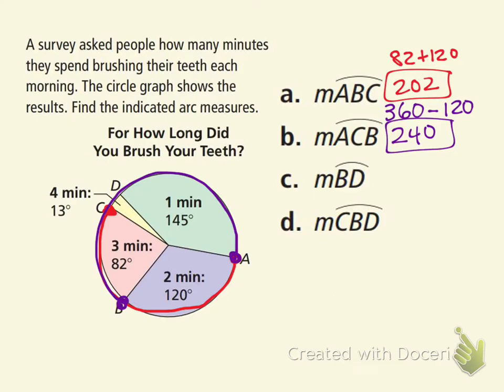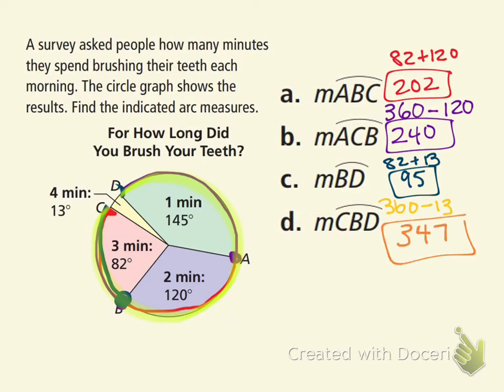BD. So I want to go from B and end at D. So that is 82 and 13. So what is 82 plus 13? 95. And then last is CBD. So starting at C, going through B, ending at D. I kind of highlighted it. So we use all of the circle except for what? 13. So we're going to do 360 minus 13. It's a terrible color. What do we get? 347. Good.